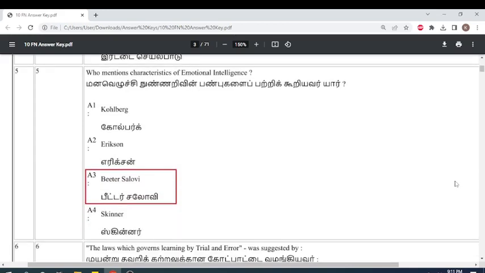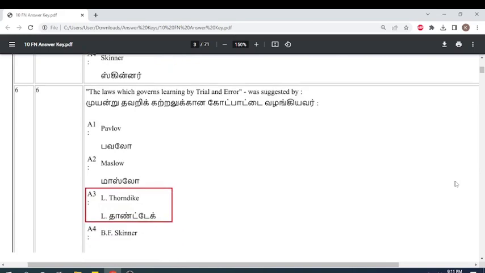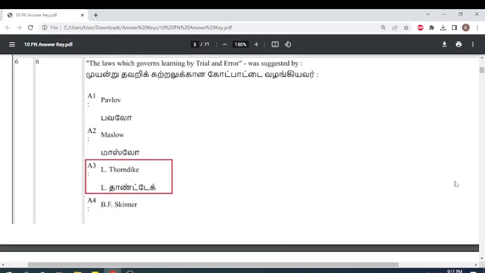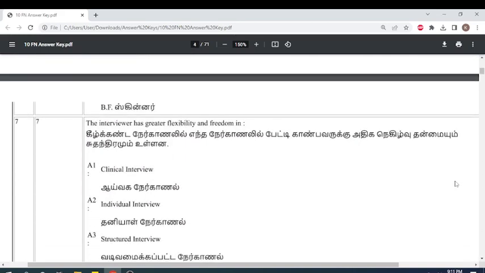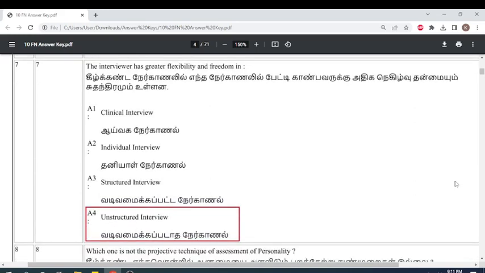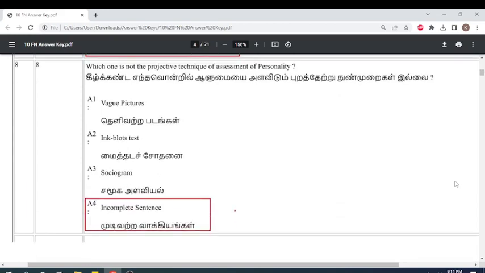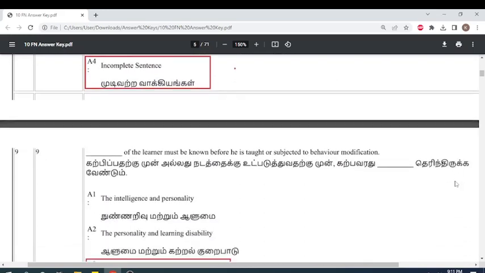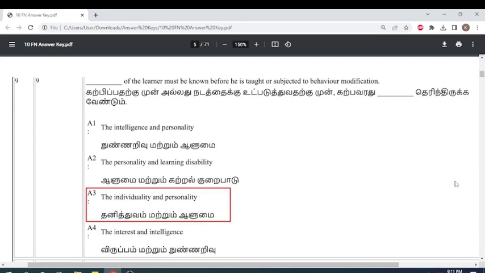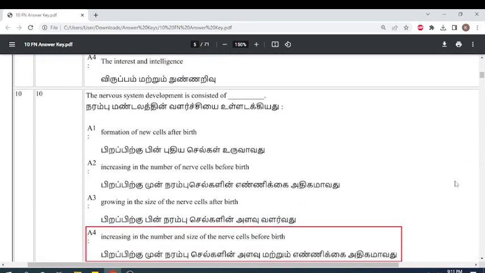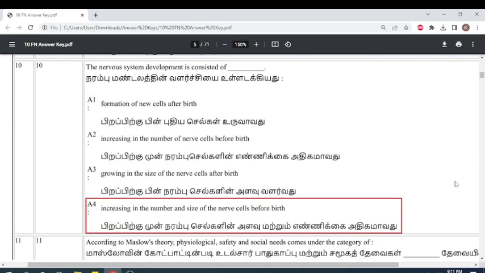Fifth question answer A3. Sixth question answer A3. Seventh question answer A4. 8th question answer A4. Ninth question answer A3. 10th question answer A4.